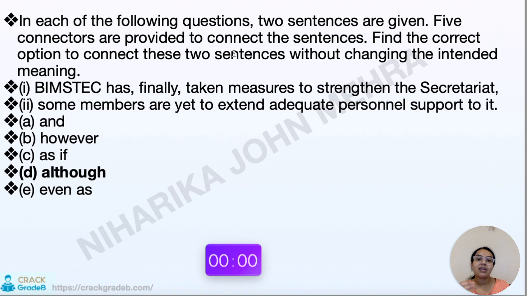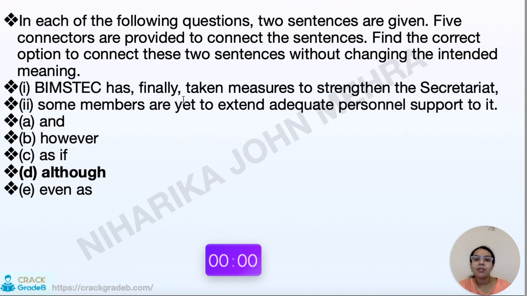So BIMSTEC has found, although there are some who are yet to give their support. They are yet to support, so how did things become final if support is still pending? How come things became final? So two things are in opposition. One thing I could have used is however, which also connects two contradictory things. So please understand, when you don't have an instruction that you have the connector in between or in the beginning, we consider it better to put it in between, like the first sentence, then the connector, and then the second sentence.